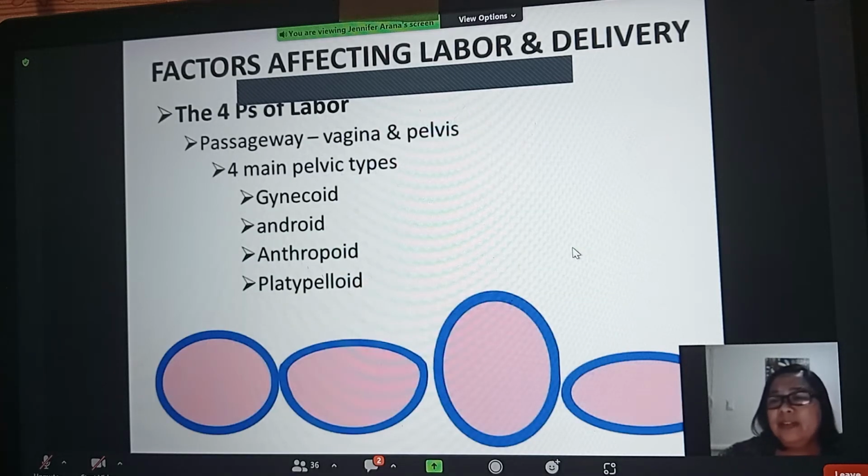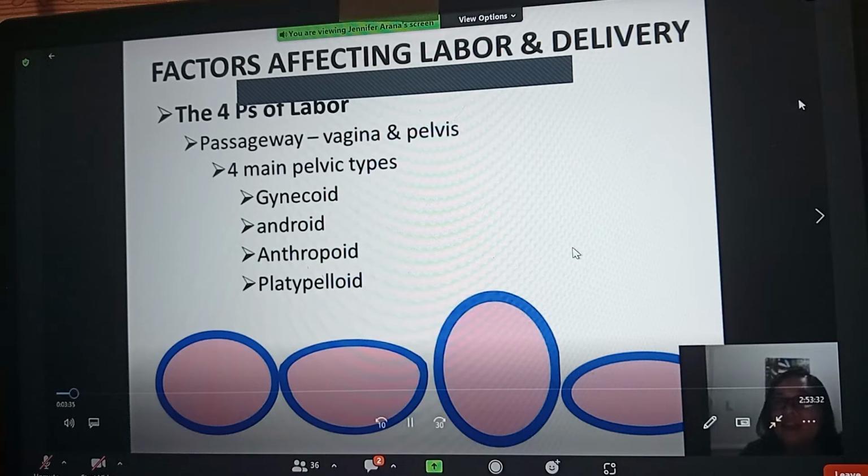Okay, so what are the factors affecting labor and delivery? We have what we call the four P's of labor. The four P's of labor are the affecting factors of labor and delivery. So the first P is the passageway, which refers to the vagina and the pelvis.